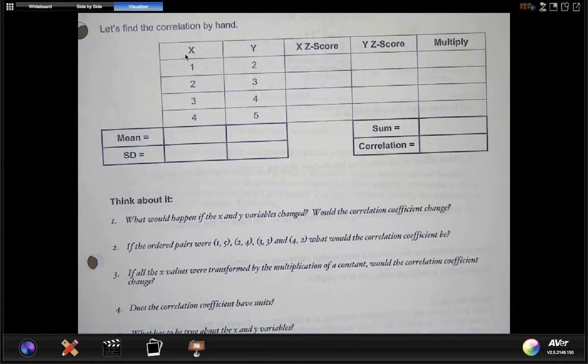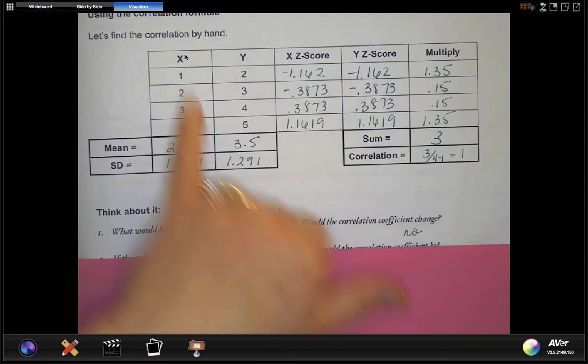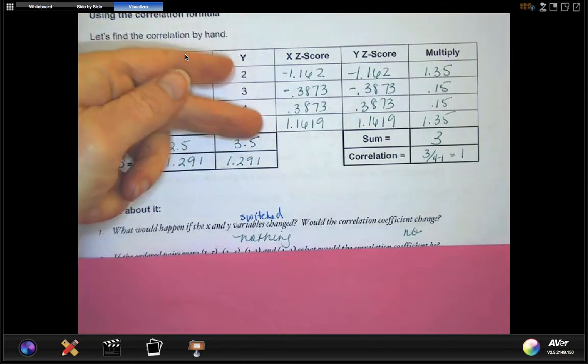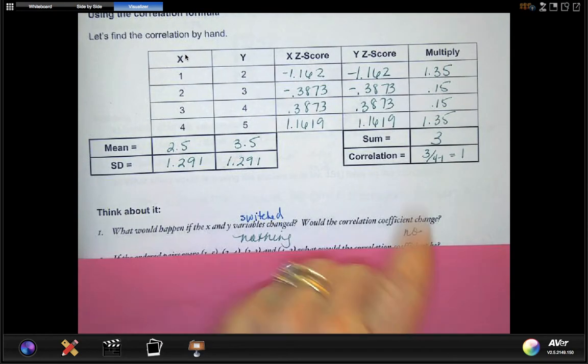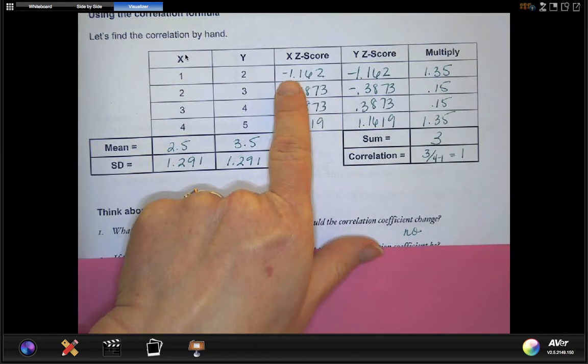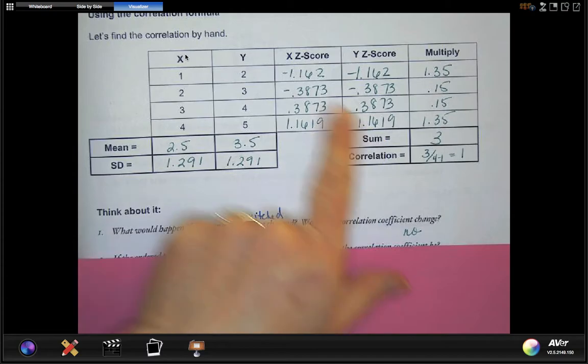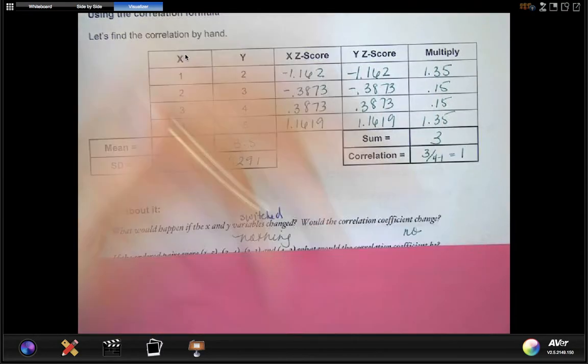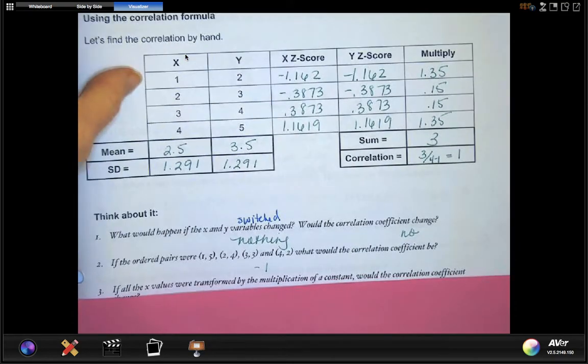If the ordered pairs were flipped, so instead of having 1, 2, 3, 4 and 2, 3, 4, 5, if I flip that, what's going to happen here? Then I'd have this negative here with this positive, this negative. So these scores would flip, and I'd end up with a negative correlation, okay?